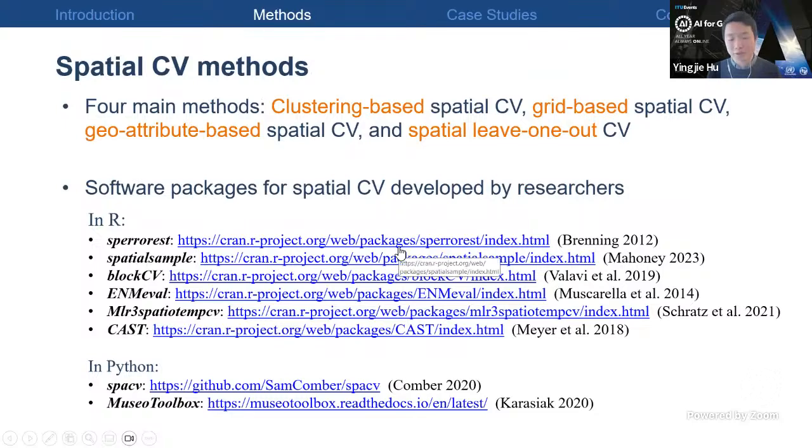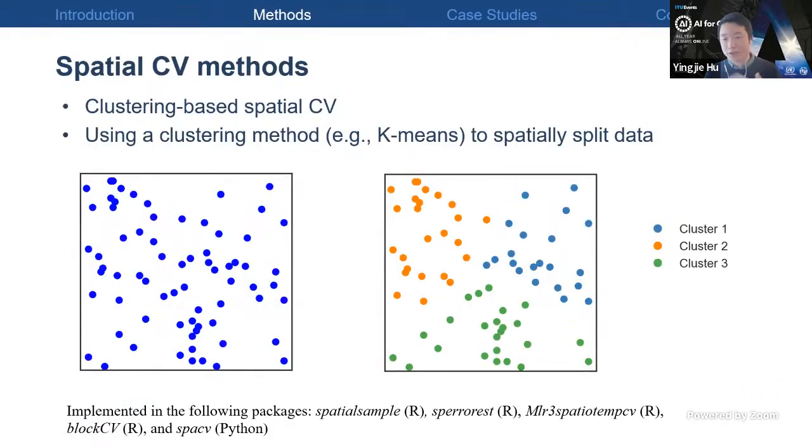There are 4 major methods developed in the literature. These are clustering-based spatial cross-validation, grid-based, geo-attribute-based, and also spatial leave-one-out. A number of software packages in both R and Python have also been developed to implement these spatial cross-validation methods. So let's look at these methods one by one.